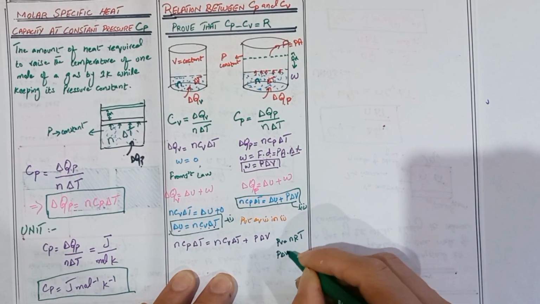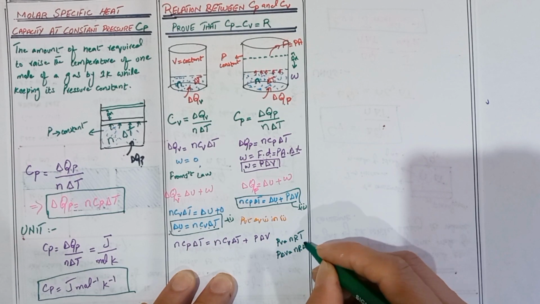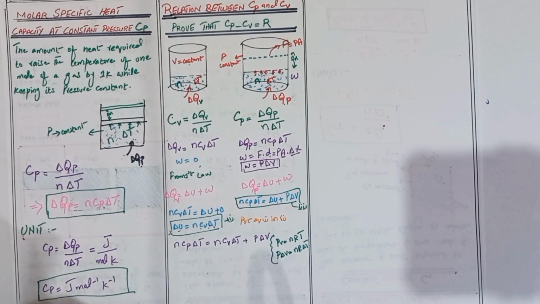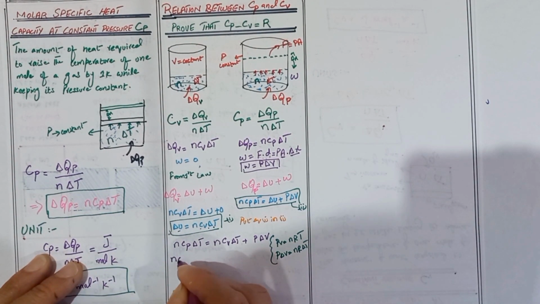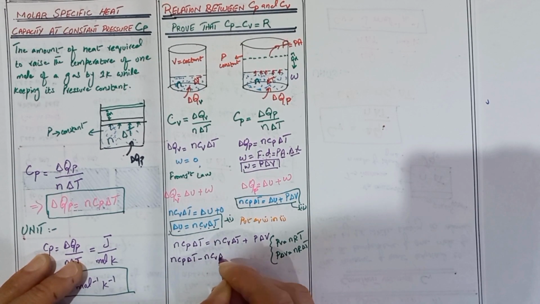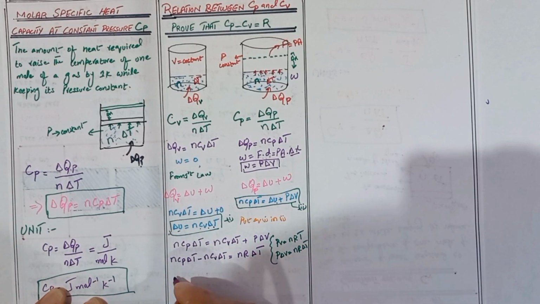So here we know that PV is equal to nRT. If the volume is changed, the temperature is also changed. Now putting this in the equation, the n Cv delta T term moves to the left side and becomes negative, so n Cp delta T minus n Cv delta T is equal to P delta V, that is equal to nR delta T. We take n and delta T common, then Cp minus Cv is left, equal to nR delta T.